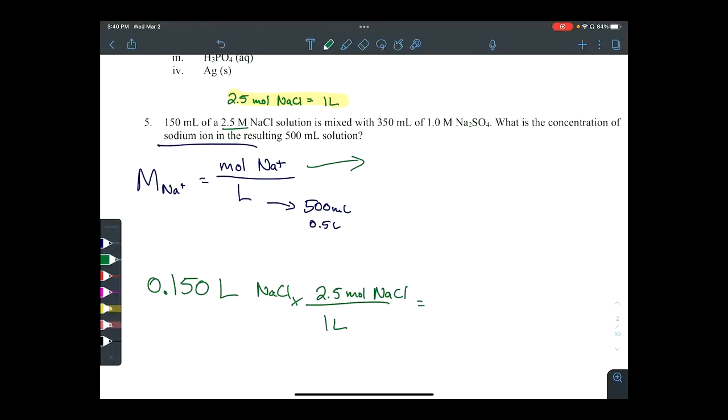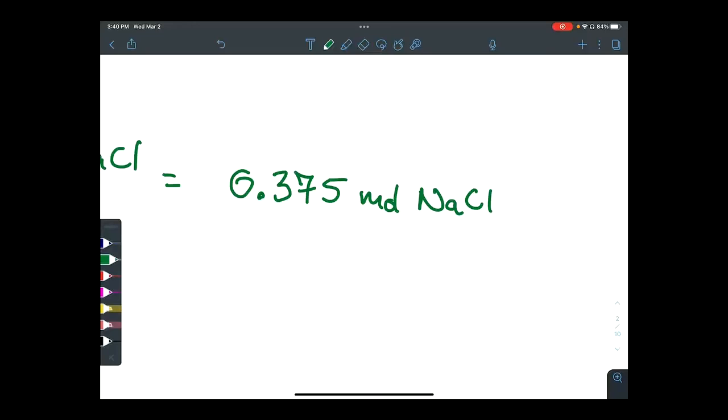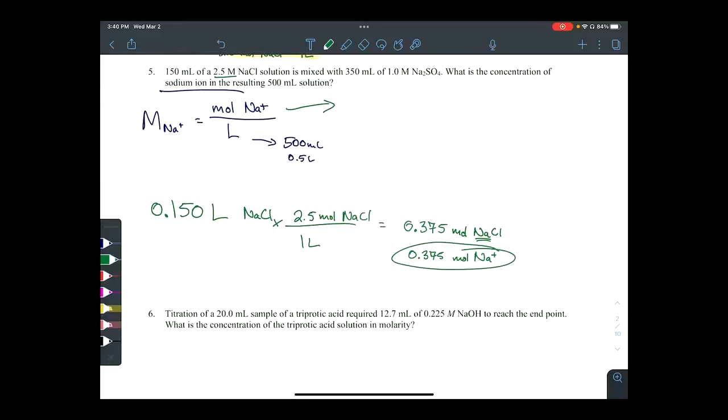So 0.15 times 2.5, so there's 0.375 moles of NaCl. So based upon the formula, can you tell me how many moles of sodium ion there are? It's the same number because there's just 1 sodium ion in that formula unit. So there's also 0.375 moles of sodium plus. So let's keep that in our back pocket because that's not the only thing in solution.